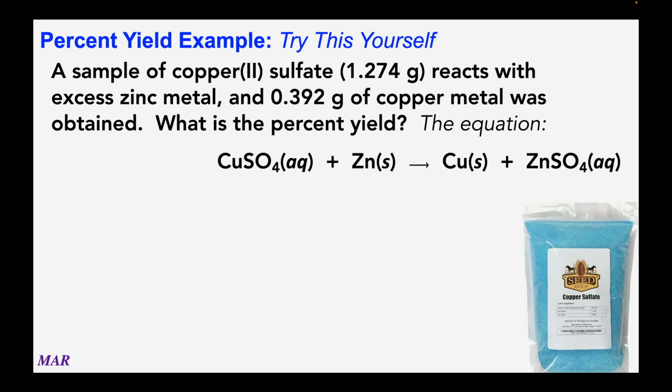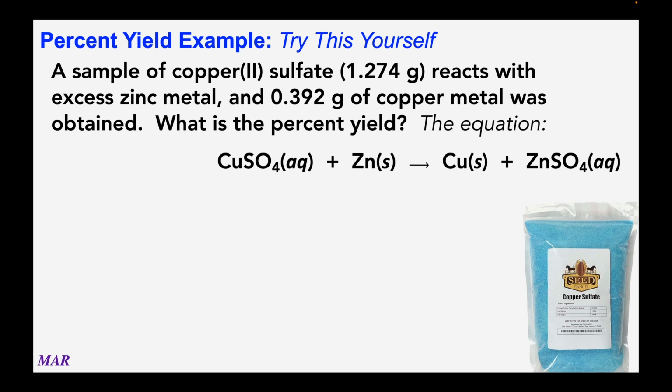Here's another reaction that I'd like you to try yourself and see what you get. This is just a way to test yourself. This stuff is super important to chemists because, again, this is how chemists get paid, remember? So it can be kind of cool. In this problem, we've got a sample of copper(II) sulfate. We have 1.274 grams of it, and it's reacting with an excess of zinc metal, and we actually get 0.392 grams of copper. Notice that that's the yield that we received. It is not the amount that we calculated. So I want you to calculate what the percent yield is going to be here.